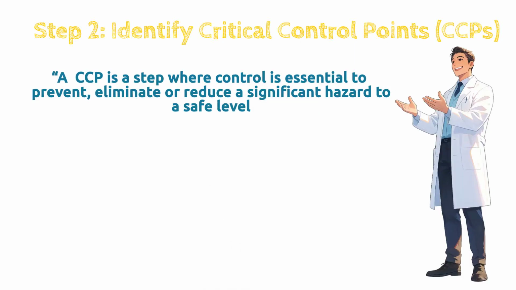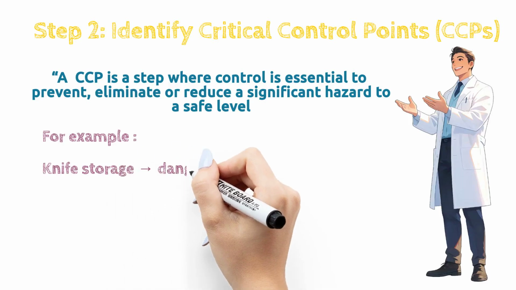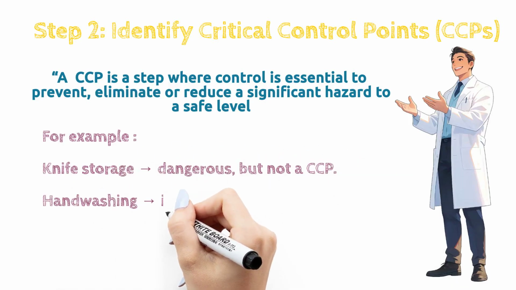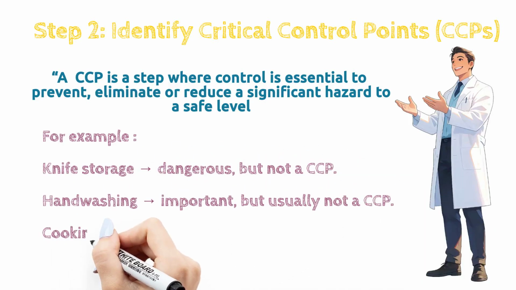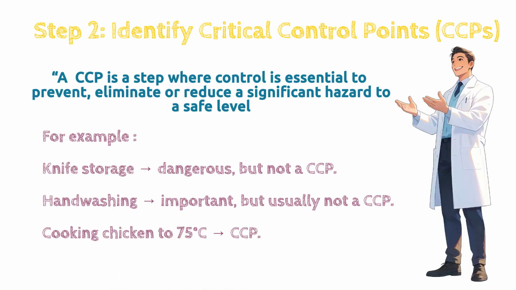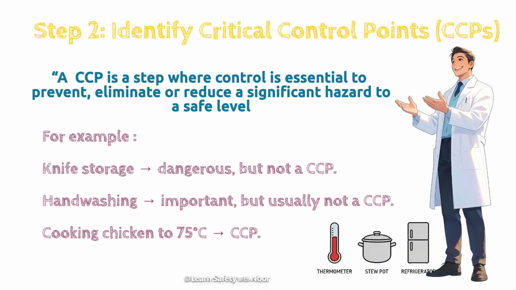level. For example, knife storage. Dangerous, but not a CCP. Hand washing. Important, but usually not a CCP. Cooking chicken to 75 degrees is a CCP. I hope you understand now.